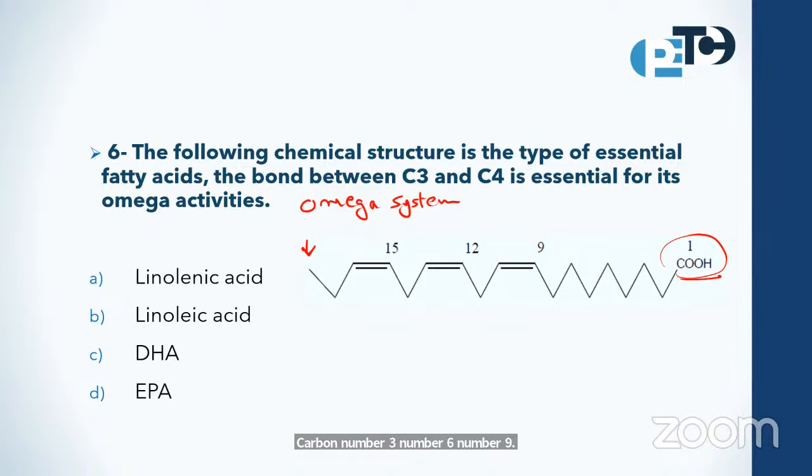So for this structure, it is omega, here 1, 2, and 3. So it is considered an omega 3. Okay, it is omega 3. So is it linolenic acid or linoleic acid or docosahexanoic or icosapentanoic acid? Okay, the answer here is linolenic acid.